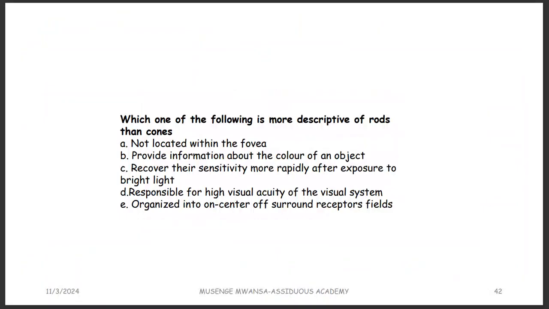Which one of the following is more descriptive of rods than cones? Remember, we're describing rods. A, not located within the fovea; B, provide information about the color of the object; C, recover their sensitivity more rapidly after exposure to bright light; D, responsible for high visual acuity of the visual system; E, organized into on-center, off-surround receptive fields. Thank you so much. Is there anyone that has got a different thought apart from A?